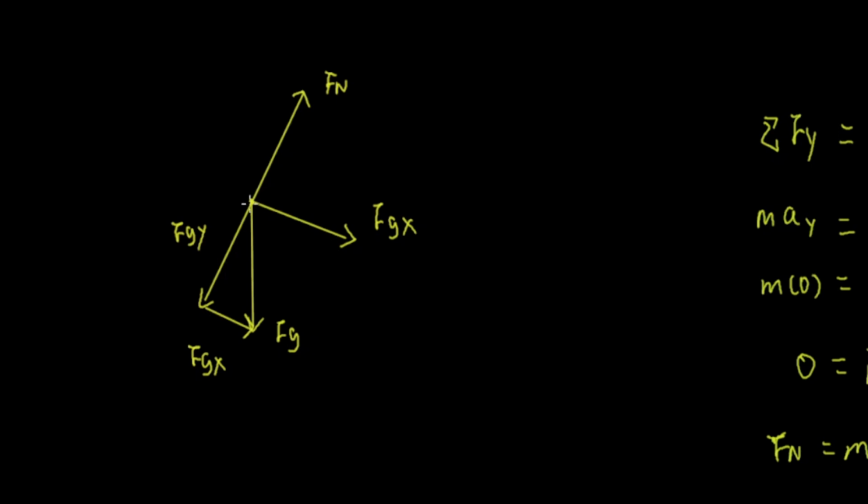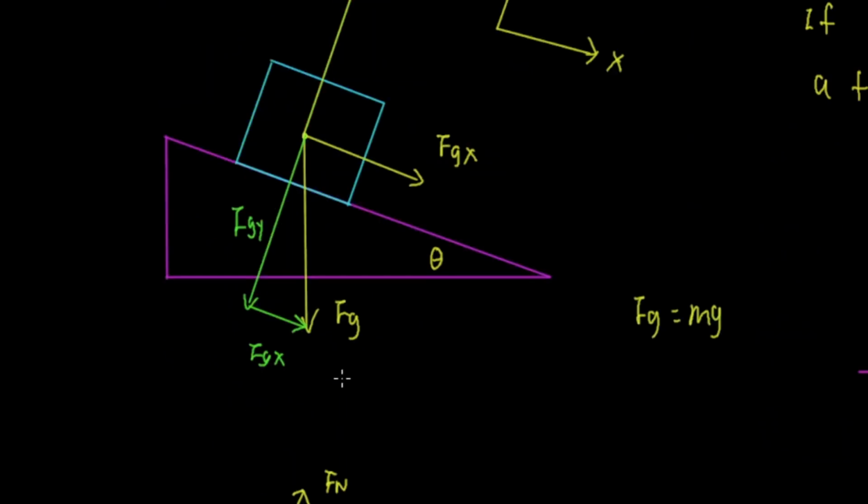We know that this is a right triangle. So that's the 90-degree angle. We can try to find out the angle here, so that we can use trigonometry to calculate F sub gy and F sub gx. Okay. So we have to calculate the angle here. How do we figure out what the angle is here?